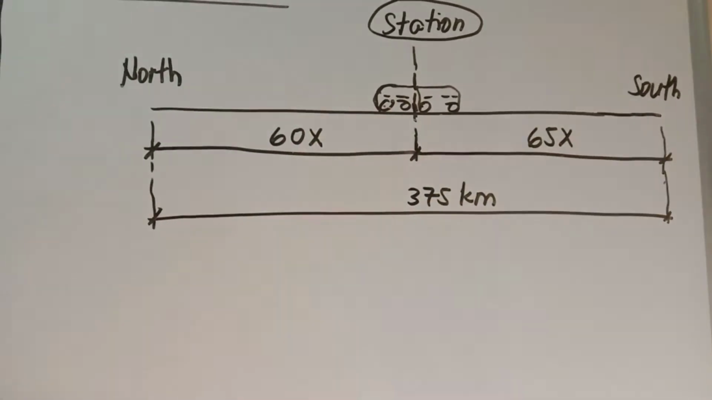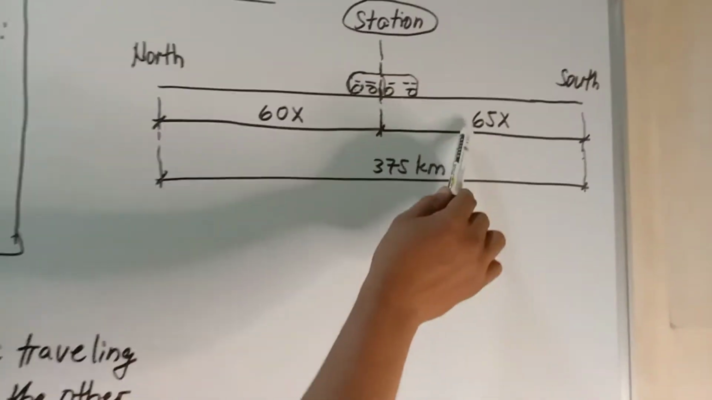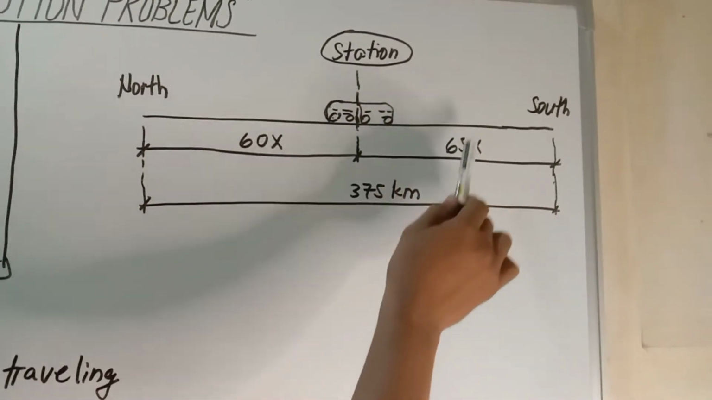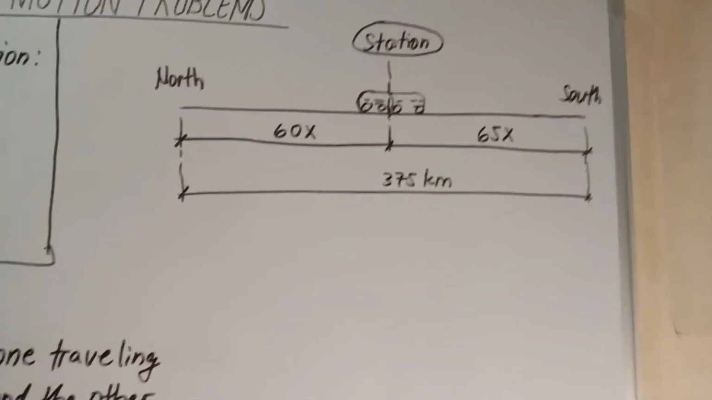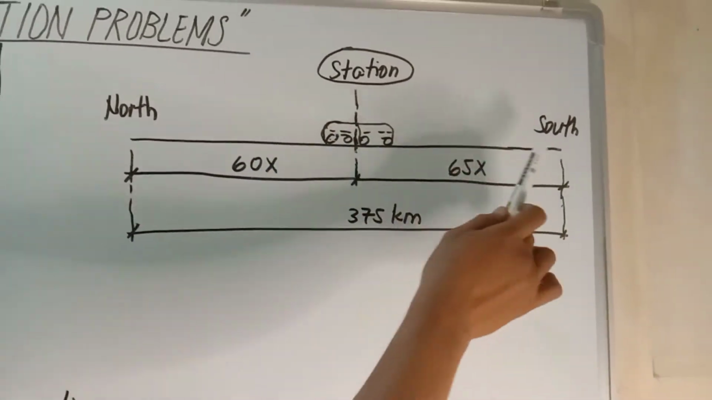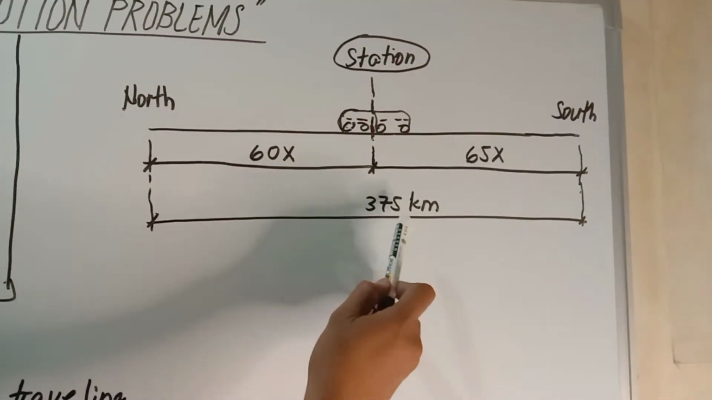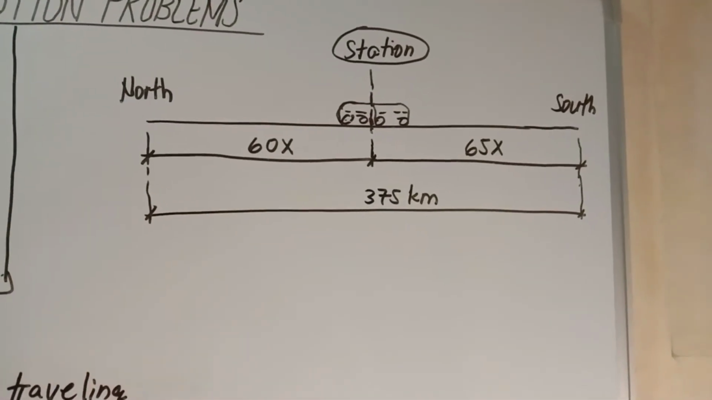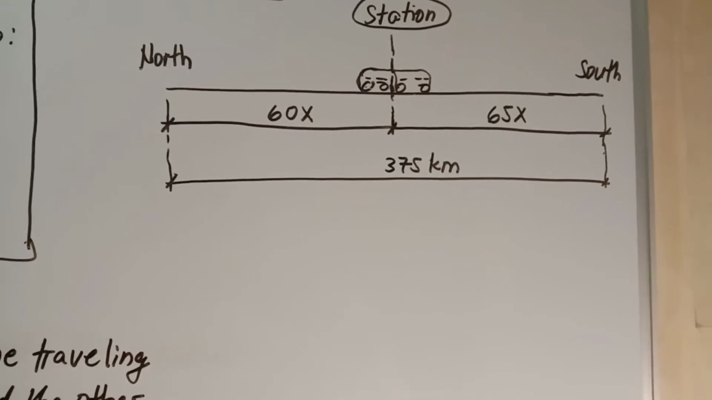As you can see in this table, the distance traveled by the second bus going to south will be 65x. X is the variable, which is our unknown. And the total distance between these two buses from north to south will be 375 km. So 375 kilometers is the total distance.